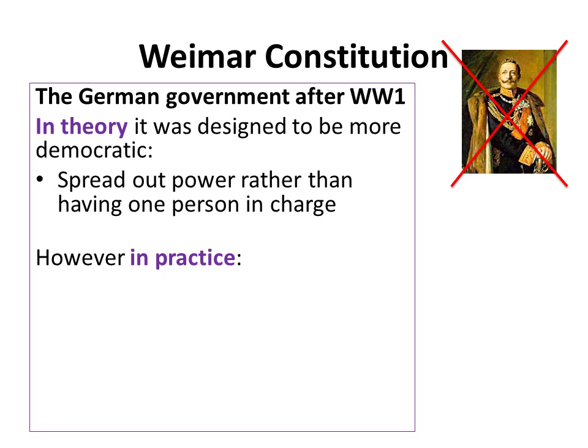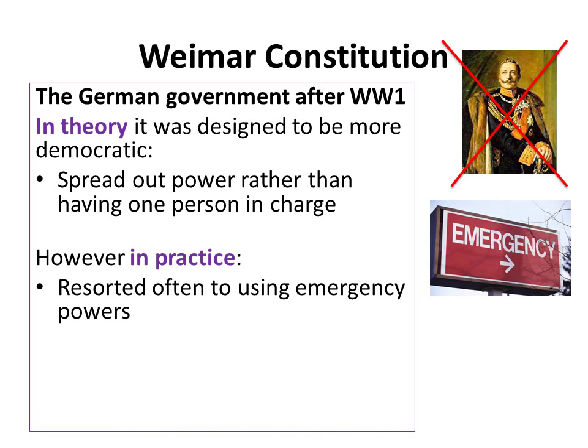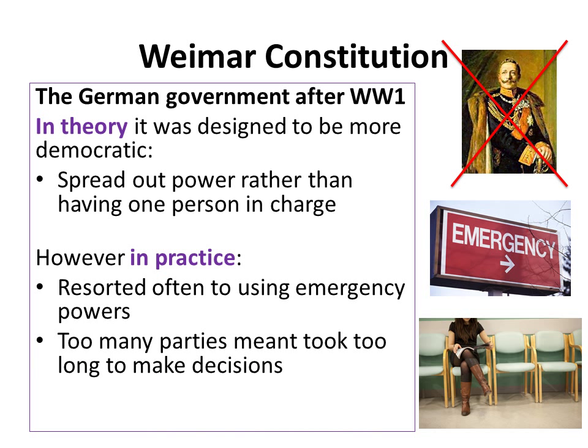However, the weaknesses are the things that happen in practice. So basically things like often the person at the top had to resort to using emergency powers. So it would be a bit like, might as well have the Kaiser back again. Too many parties represented meant it took too long to make decisions. So that's why you can see a waiting room on the right, because essentially people had to wait around for ages to get anything done. And that's why emergency laws kept being passed.